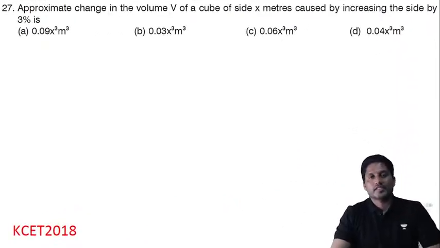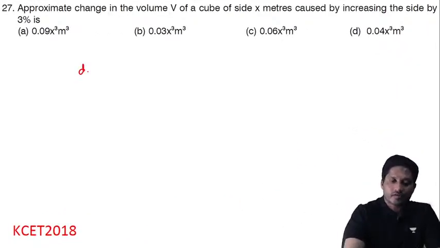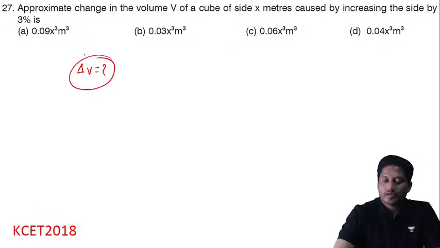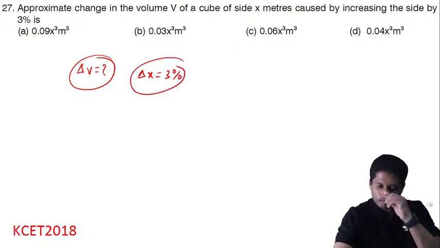Okay, approximate change in volume V of a cube. That is, I should find out what is delta V. Approximate change in volume V of a cube of side x meters caused by increasing the side by 3%. Delta x is equal to 3% of x.